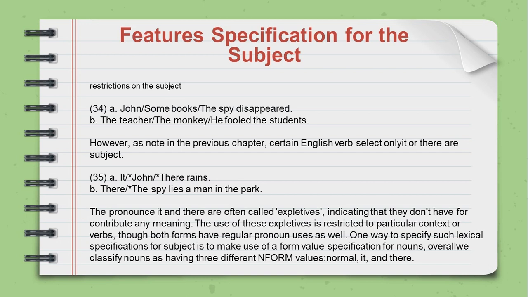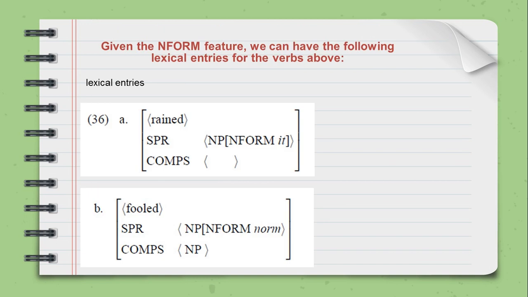One way to specify such lexical specification for subject is to make use of a form value specification for nouns. All regular nouns have a default specification. Overall, we classify nouns as having three different noun form values: normal, it, and there. Given the noun-form feature, we can have the following lexical entries for the verbs above. You can see in this picture.